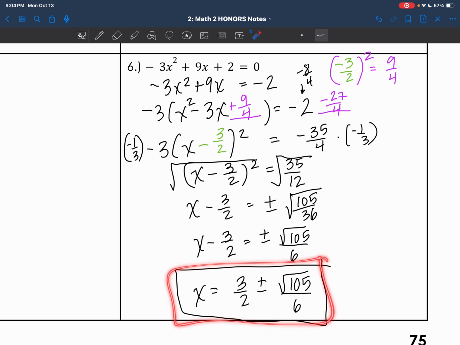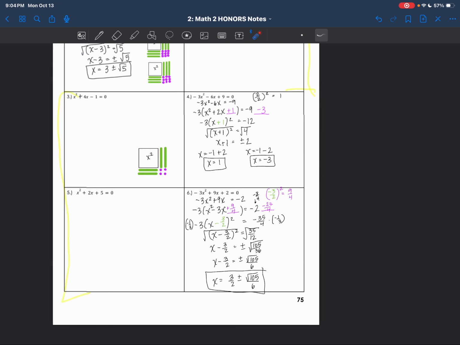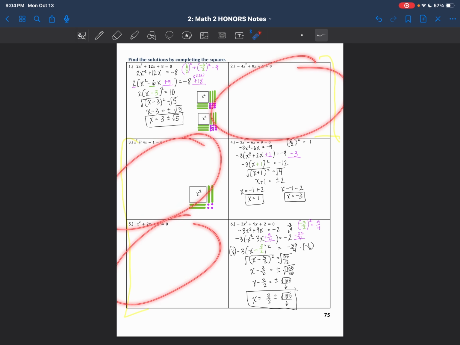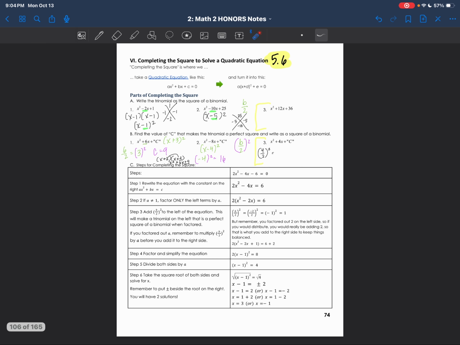So it looks a little complicated, but you can do this with fractions, but it is a little more complicated, but still the same process. All right, go ahead. I want you to finish those problems, and then this is completing the square.